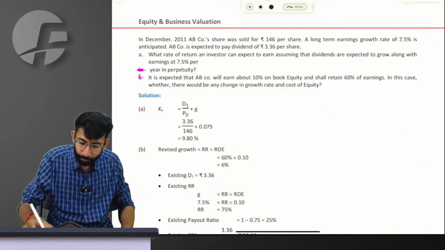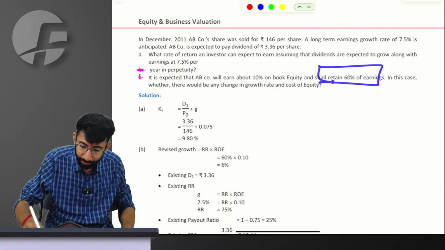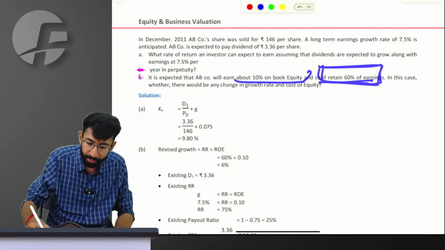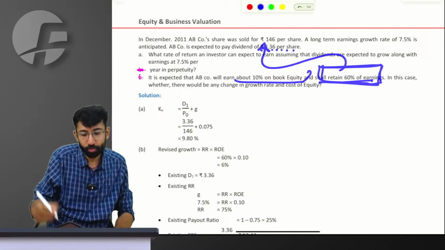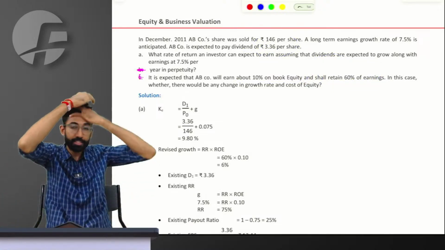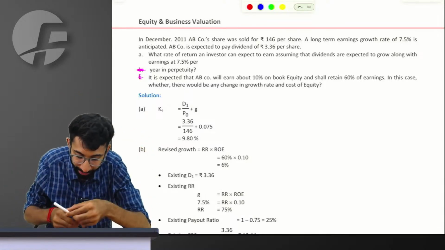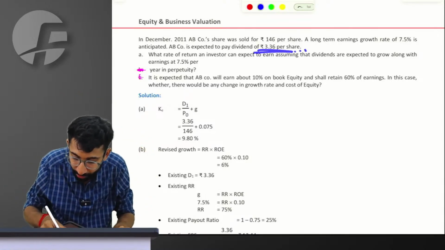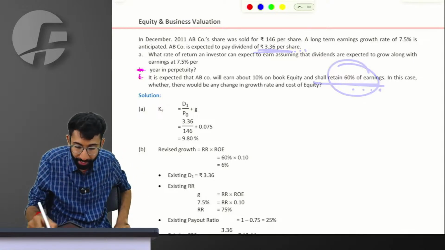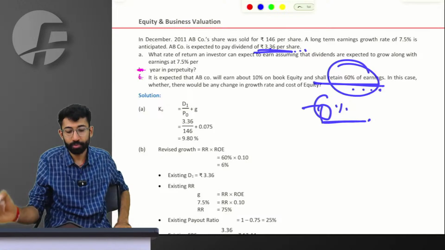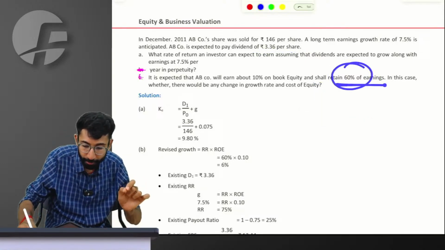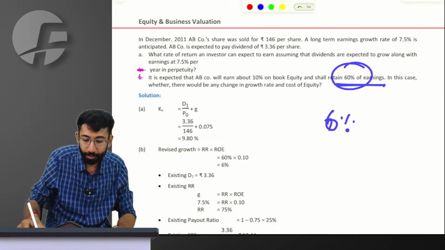Do you agree? Because of change in retention rate, since I will now retain 60%, my D1 will also change, requesting your response. This is why we are here in this question. I cannot use the existing D1. I will have to calculate the revised D1, which will be based on 60% payout ratio, sorry, 60% retention, and 6% growth rate.